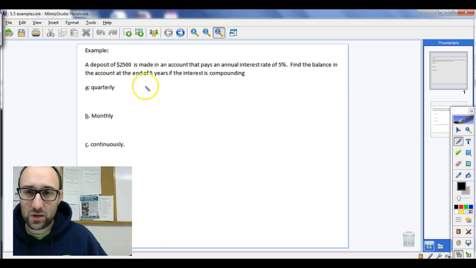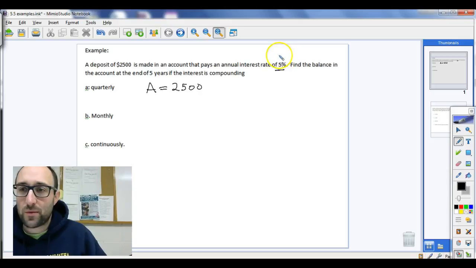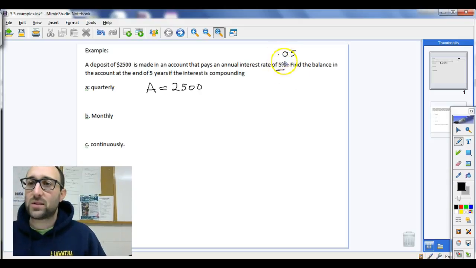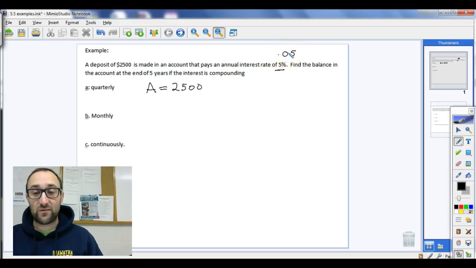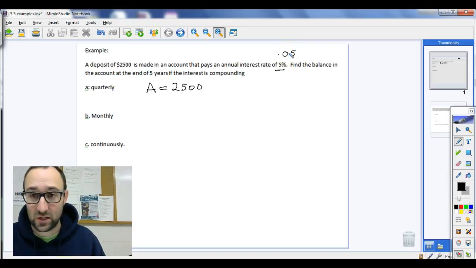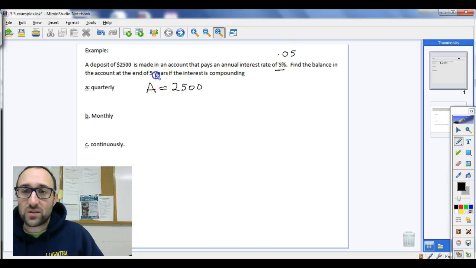So for all of these, we know A equals, and I need the principal, 2,500. Okay, I know what the rate is, 5%. Remember, that's 0.05 as a number, so don't forget the 0 in there. Otherwise, you're getting 50% interest. Hey, that's a really good deal. All right, and we also know this is going to be t.